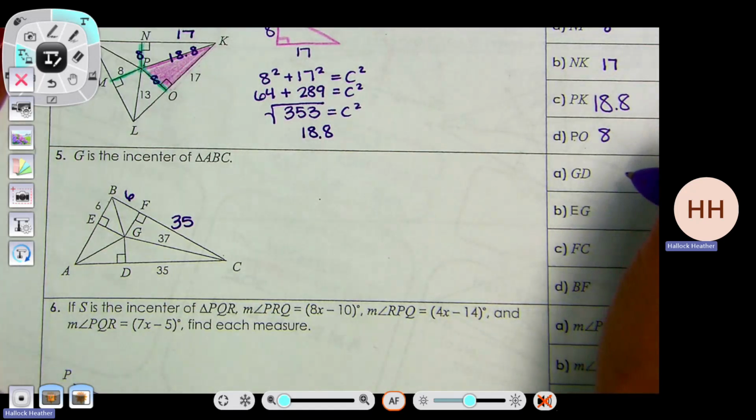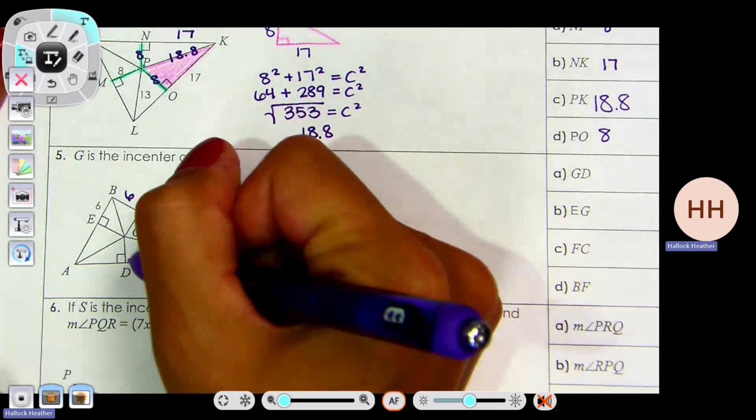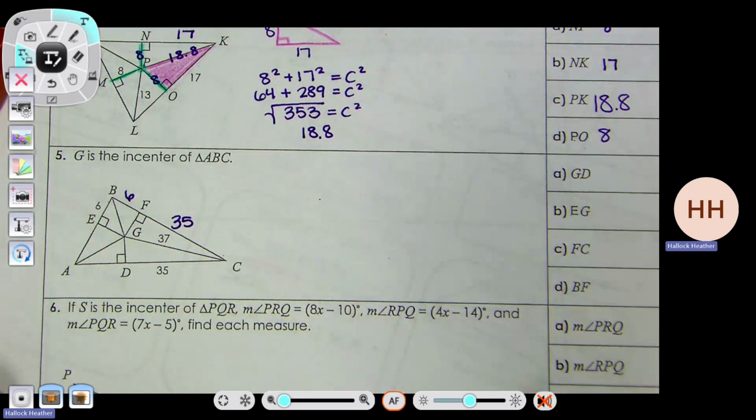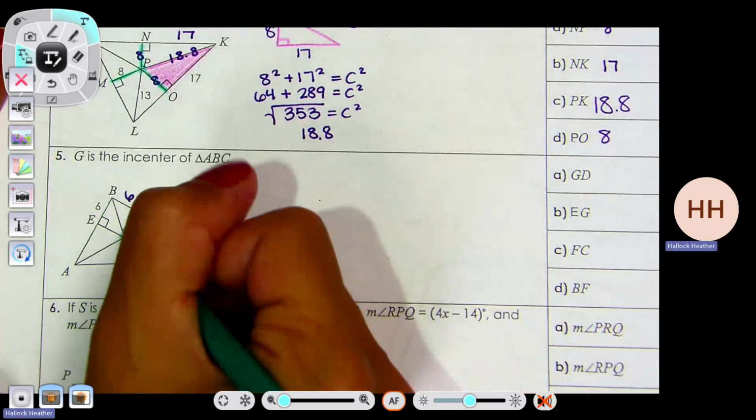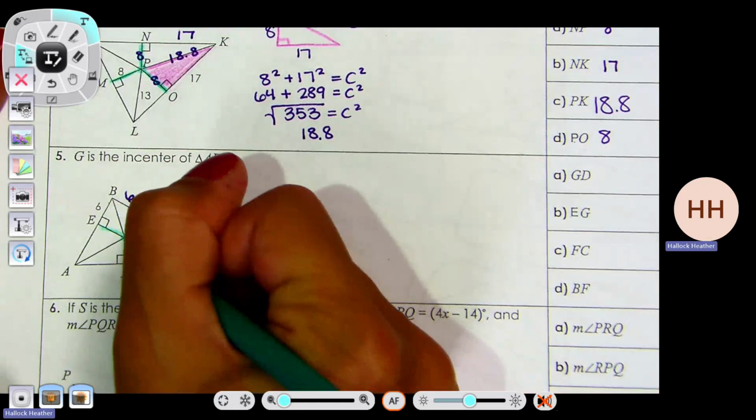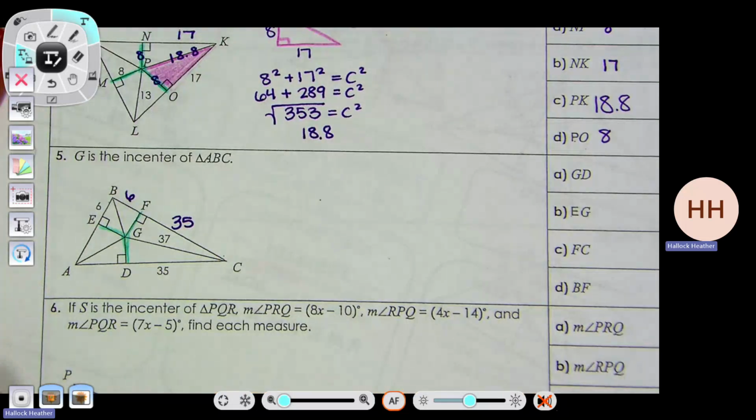GD has literally nothing. So we're going to start by doing the Pythagorean theorem because GD literally doesn't have a number that is the same. Technically, if I highlight my incenter and I go straight out to the sides, all of these are congruent. So whenever I find it, it can go in all of those pieces.